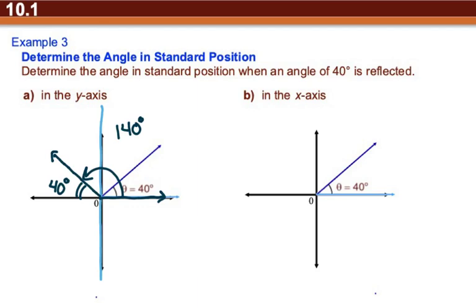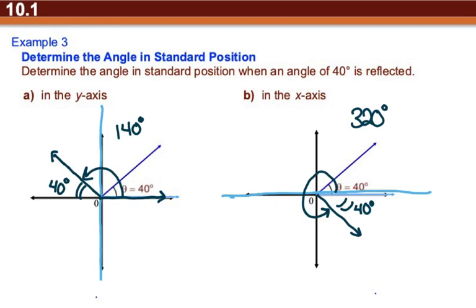In B, similar example, except now we're reflecting in the x-axis, so the x-axis will be the mirror. That terminal side will reflect down. We know that this will be 40 degrees. And the angle we want is measured from standard position. Knowing that between the angle and its reference angle we have a full rotation of 360 degrees, 360 minus 40 gives us that this angle is 320 degrees.